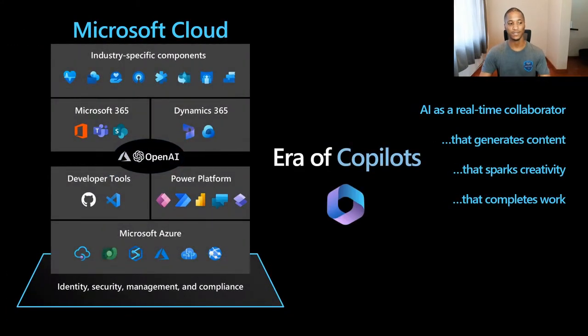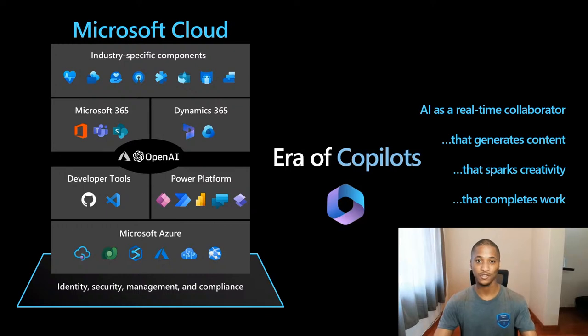But how does this fit on the Microsoft Cloud? I'm glad you asked. Because of the fully integrated Microsoft Cloud and our investment in OpenAI, we're able to apply generative AI and large language models, that Dr. Mjali actually touched on, into the fabric of our product. Copilots is about making AI a companion to help you do your job better and faster. So you have AI as your real-time collaborator that generates content that sparks creativity and also completes your work for you. So we have GitHub Copilot for developer tools. We also have Power Platform Copilot for low-code, no-code tools as well. There's Microsoft 365 Copilot and Dynamics 365 Copilot, for an example.